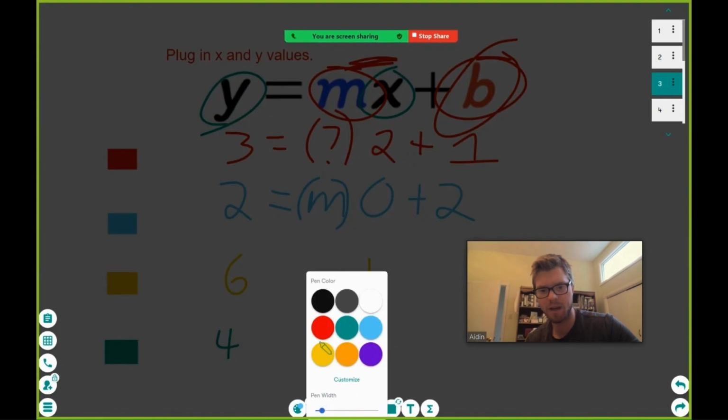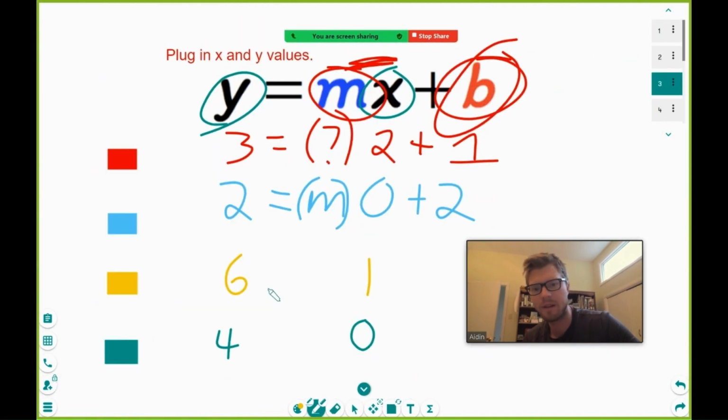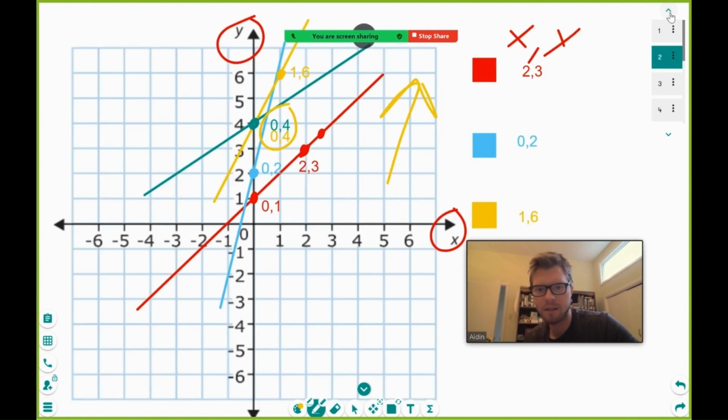Next, we have the yellow line. Okay, so let's see. That's our point there, 1 and 6, and our y-intercept is 0 and 4.